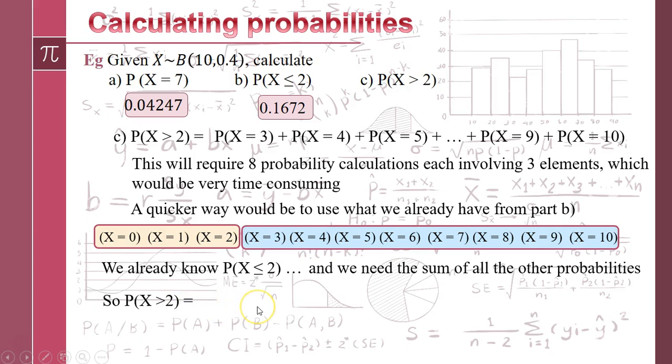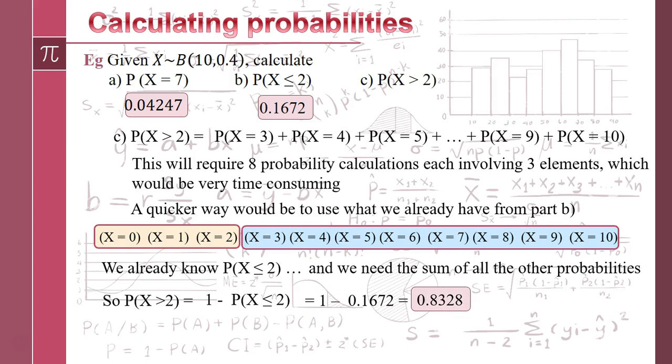So the probability that x is greater than 2, that's strictly greater than 2, so the first one would be 3, would be 1 minus the probability that x is equal to or less than 2. That value we've already got, so we've just got to turn it around, which is 1 minus 0.1672, which is 0.8328, and there we go.